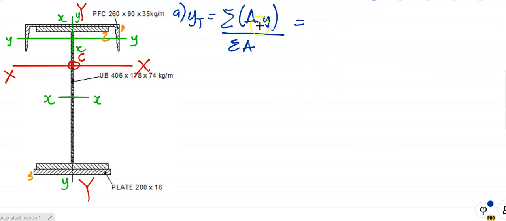Right, so A, what's A? A is the area. Now remember when we did the voids, when we did the concrete section, we had to work it out. But now, because we've got steel sections, we've got steel tables, we don't need to work out the area. We go to the tables and we pick out the properties that we want.